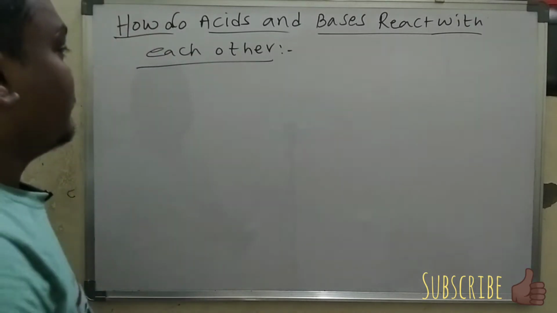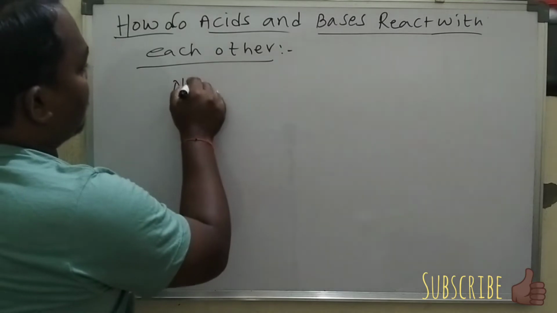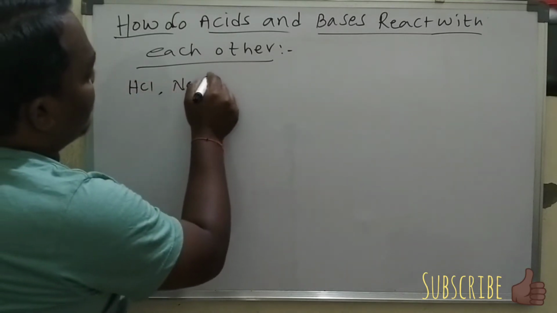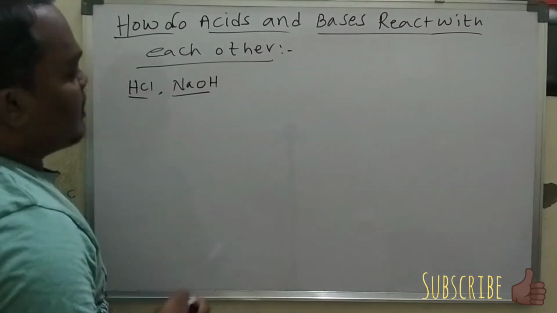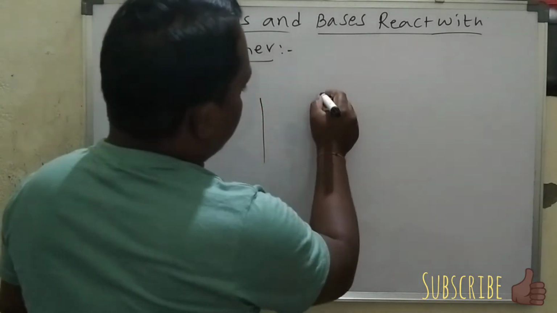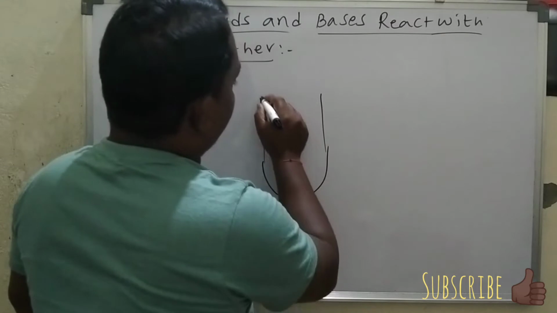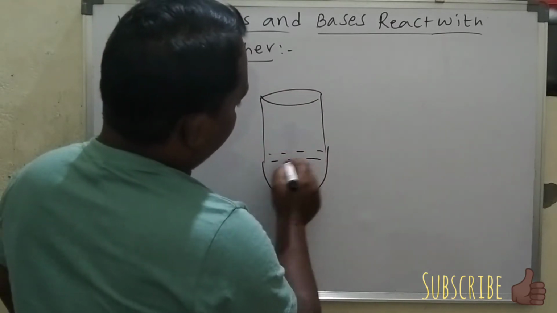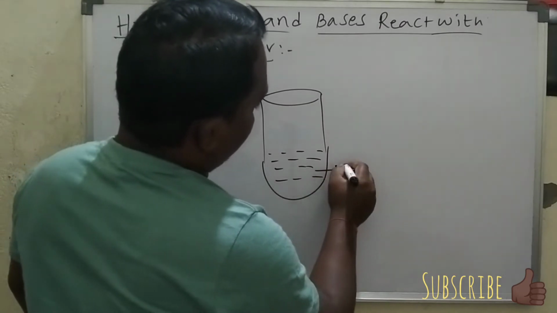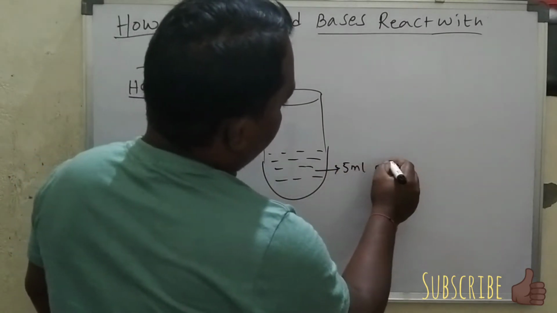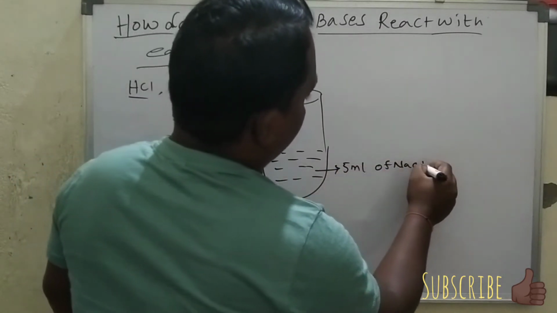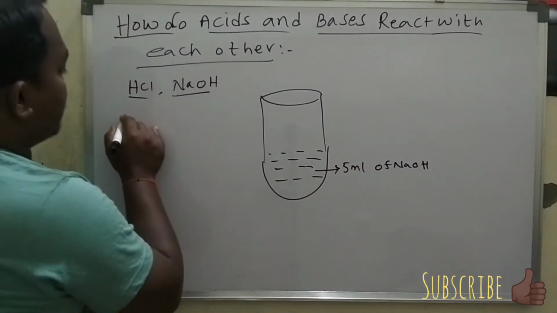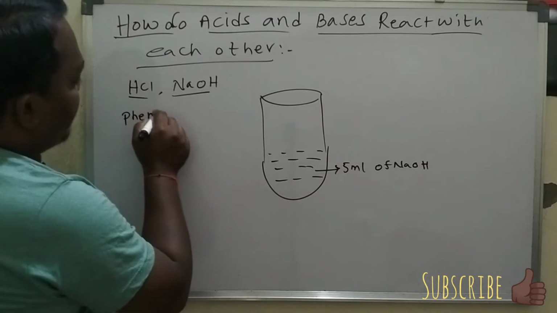Here we are going to see that acids and bases react with each other. Let me take an acid here, HCl, and the base I am taking here is NaOH. I take one test tube and add 5 ml of NaOH, and here I am also taking one more thing, that is phenolphthalein indicator.